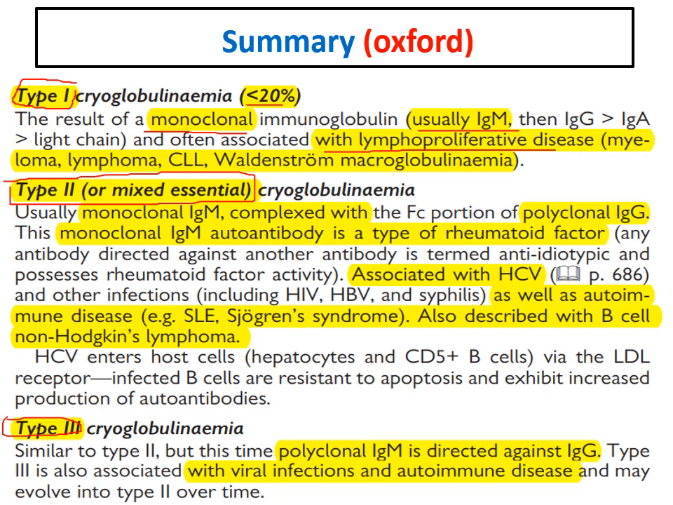Type 2 is usually caused by a monoclonal IgM against a polyclonal IgG, and this monoclonal IgM has rheumatoid factor positivity. In most cases it is associated with HCV and autoimmune diseases like systemic lupus and Sjogren, and it has been described in some cases of lymphoma. Type 3 is mainly polyclonal IgM against a polyclonal IgG. Usually the same causes for type 2 are present in type 3 cryoglobulinemia.